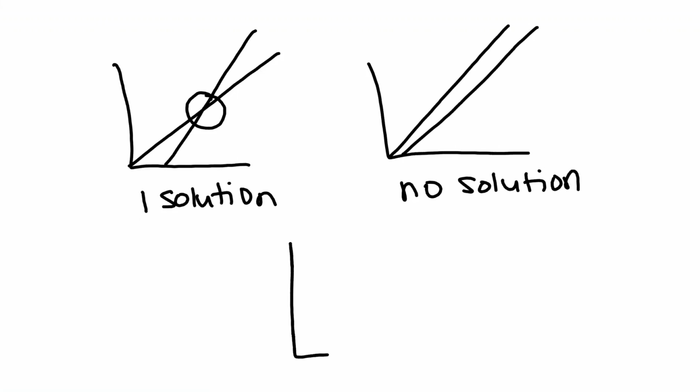And if we look at a graph that has one line going this way, and then another line directly on top of it, they have infinitely many solutions. So infinite solutions. So now let's look at this in terms of solving equations with one solution, no solution, or infinite solutions. We've already talked about how to solve with one solution, so let's talk about solving equations with no solutions.